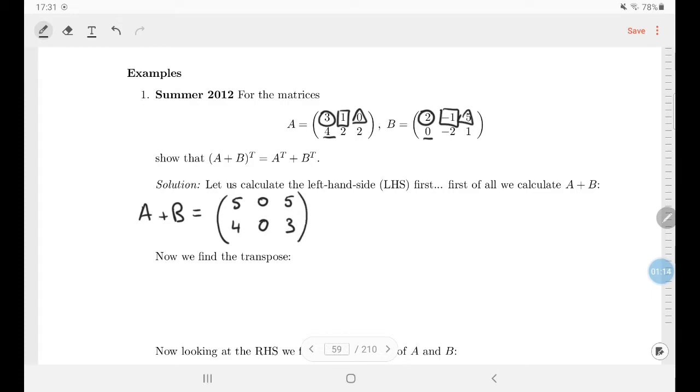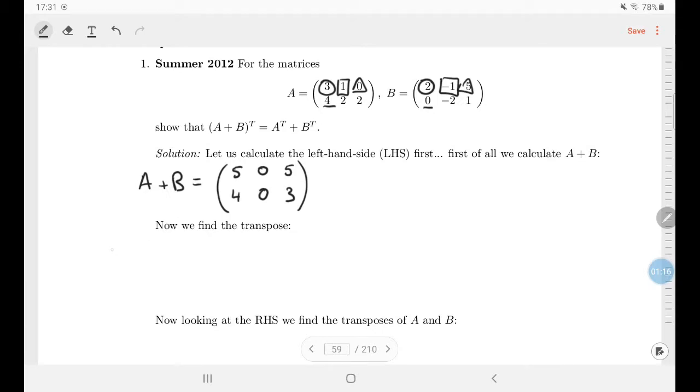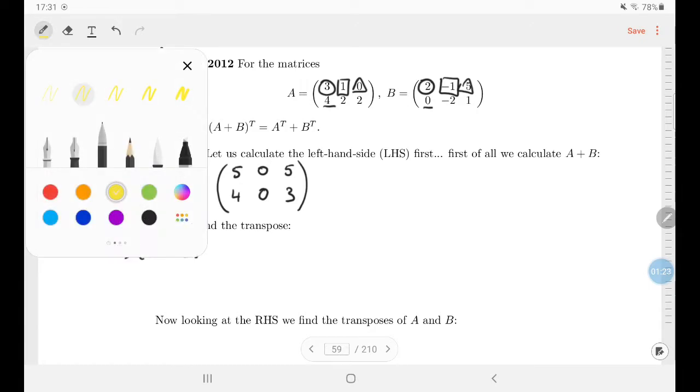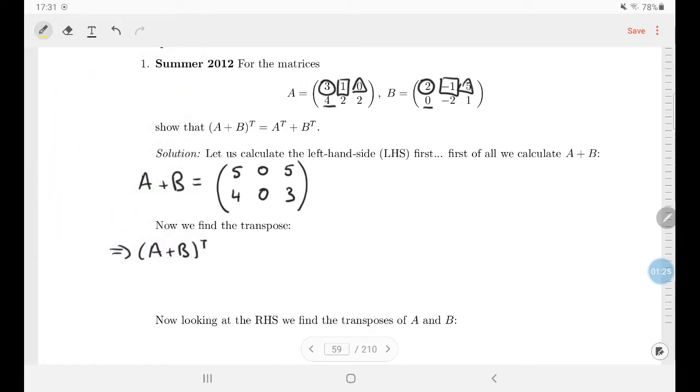Piece of cake. Now we're going to find the transpose of that. So we write that as A plus B transpose. Now remember, what the transpose does is it swaps the rows and columns. So this row, first row, will become the first column, and this second row will become the second column.